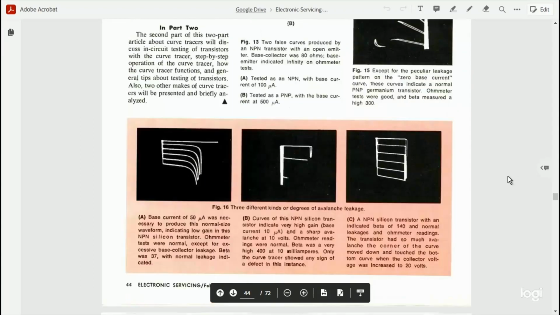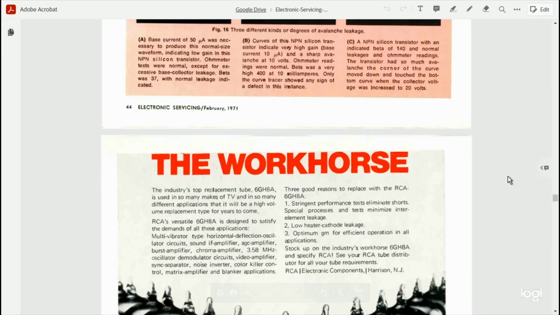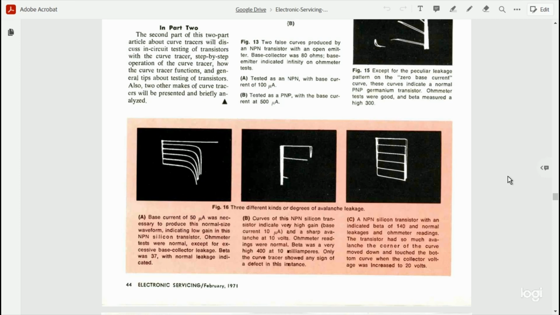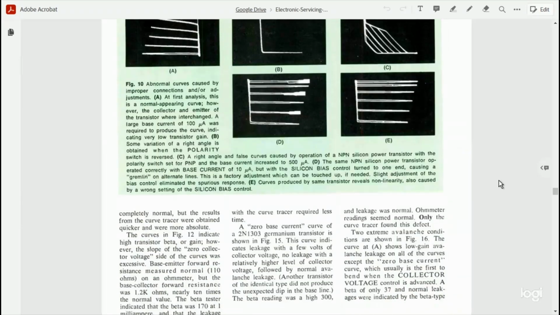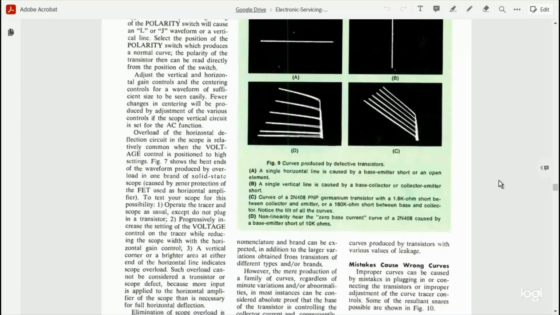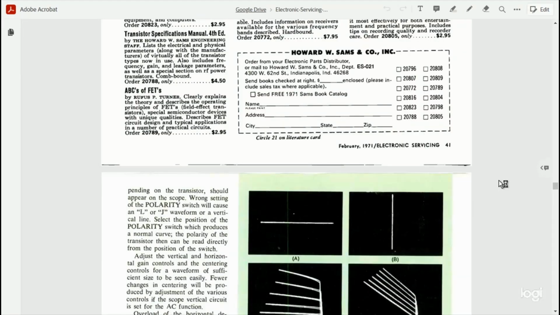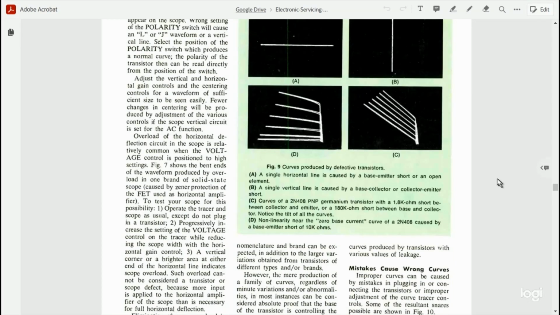So there's about a 6-page article on this one or so. It's a lot of information and fairly in-depth. It's just the basics on a curve tracer, but it's very good. Most of this information is found in the manuals on curve tracers themselves.